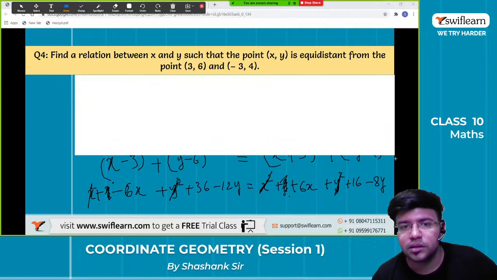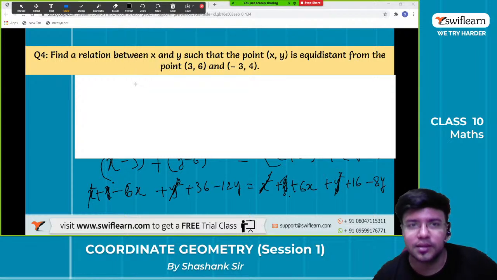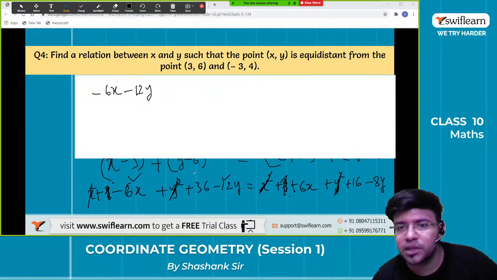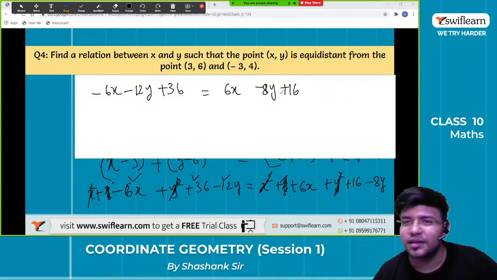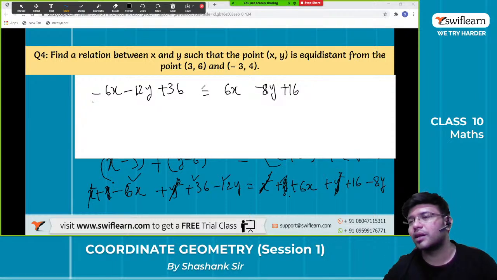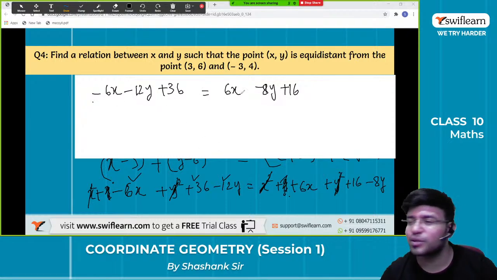We are left with, yes, that is the right thing. Minus 6x, I have written. Minus 12y, I have written, plus 36 also I have written. What about this side? 6x is there, minus 8y is there, and plus 16 is there. Sir, minus 6x plus 6x? No, we cannot cancel. See, the signs are different. If both side minus 6 were there, or both side plus 6 were there, we could have cancelled. But since the sign is different, we cannot.